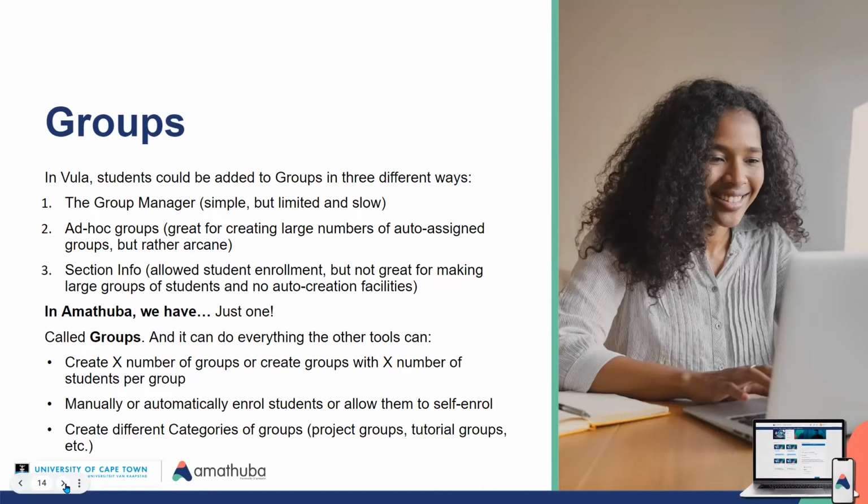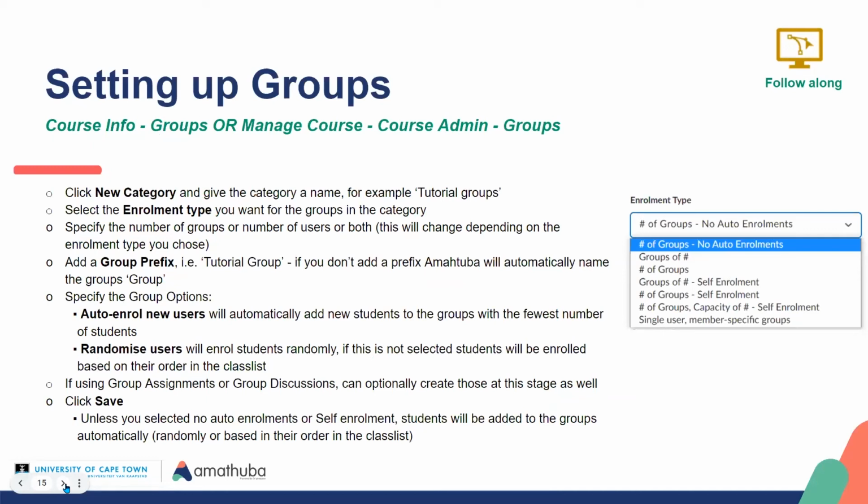So you can either say, I want 15 groups because that is the number of tutors that I have money for, or I want groups of 20 students or 25 students. That is exactly the same functionality as you have historically had access to in Vula around groups.